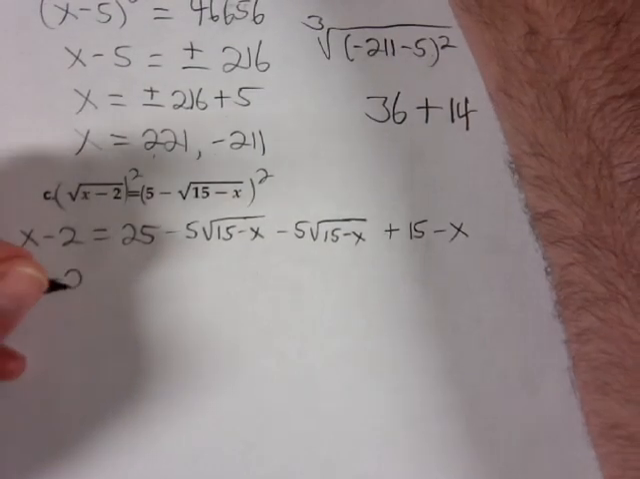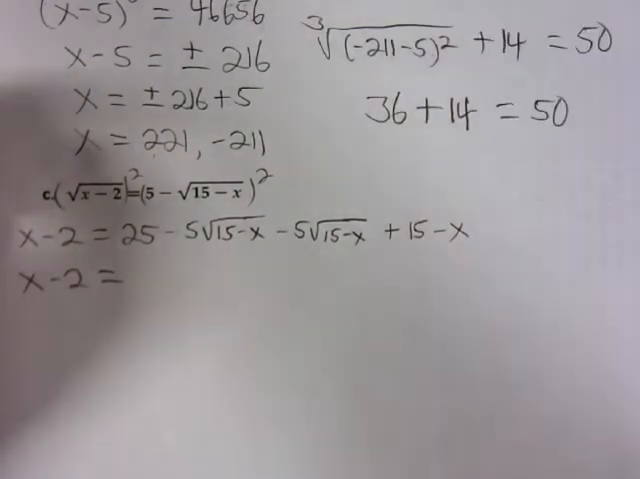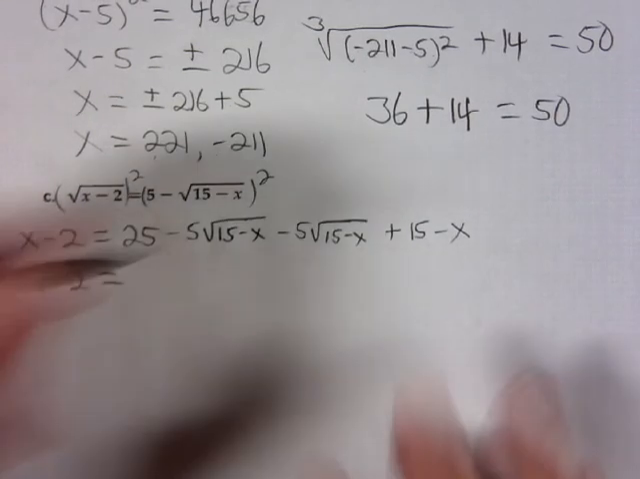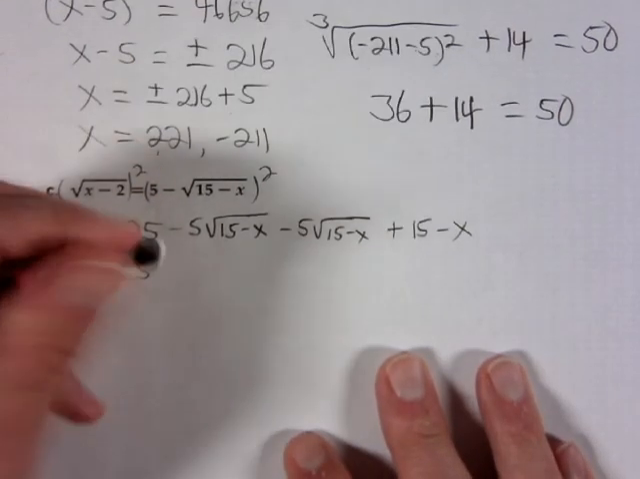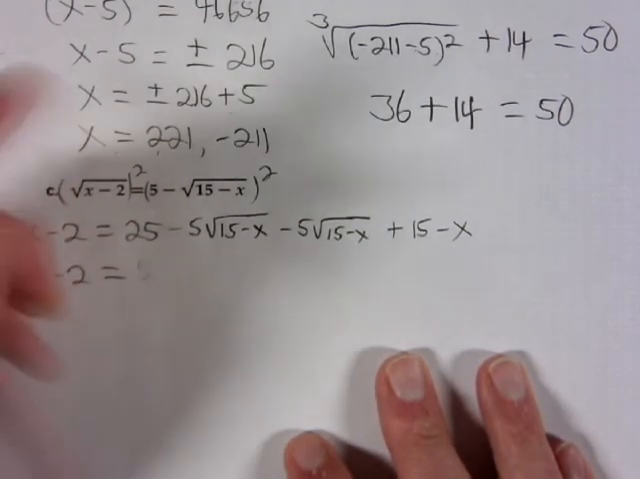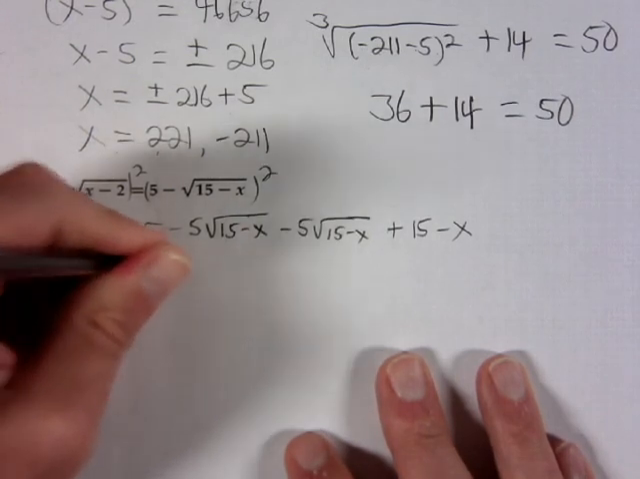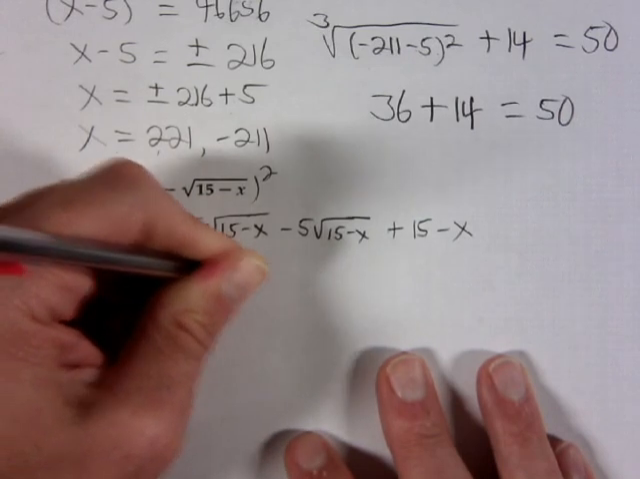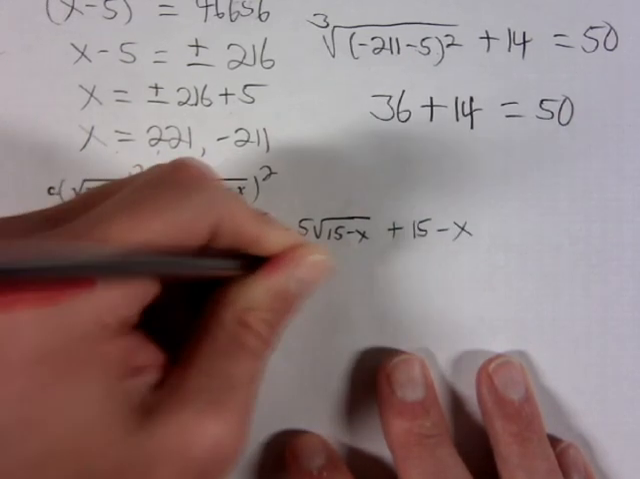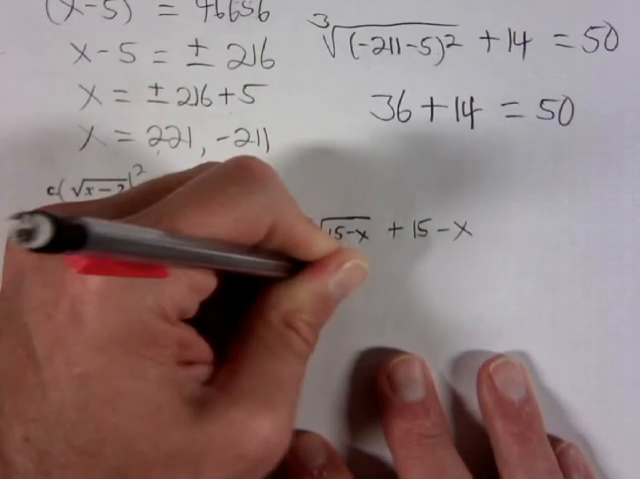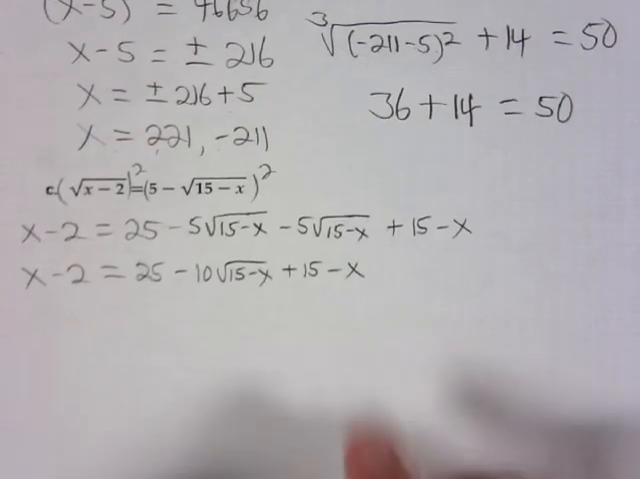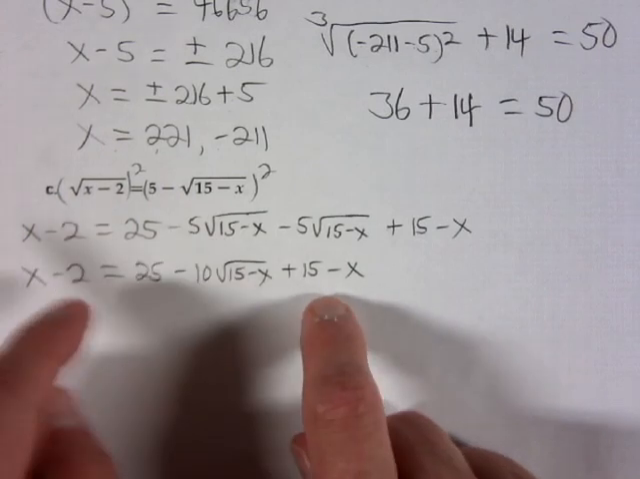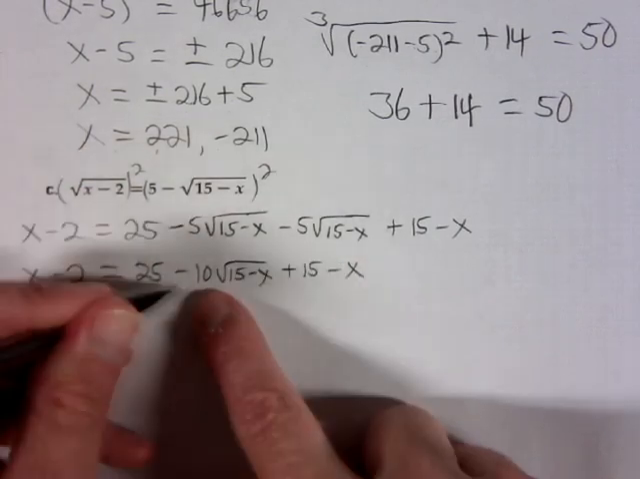Okay, so now I've got an equation that I'm going to have to do some simplifying to try to solve. So on this side, we'll still stay with the x minus 2, but I can go ahead and put these two together because they're like terms. So now I've got 25 minus 10 square roots of 15 minus x plus 15 minus x. Okay, so I just added those two like terms together. 5 of these minus another 5 of these, negative 10 of these.